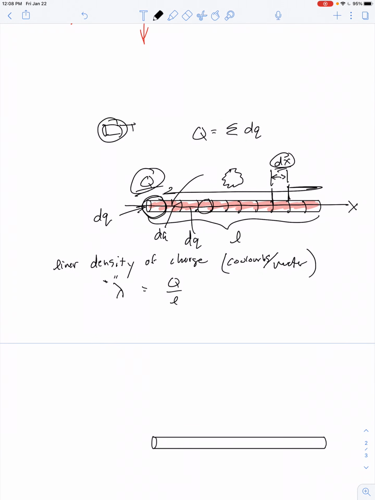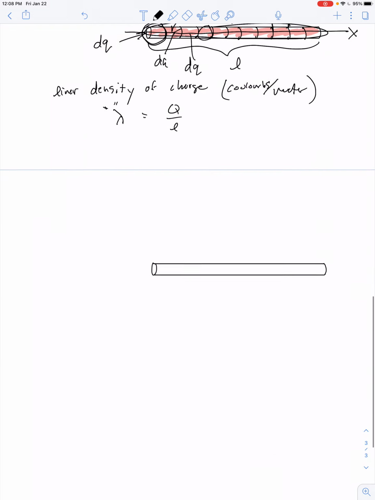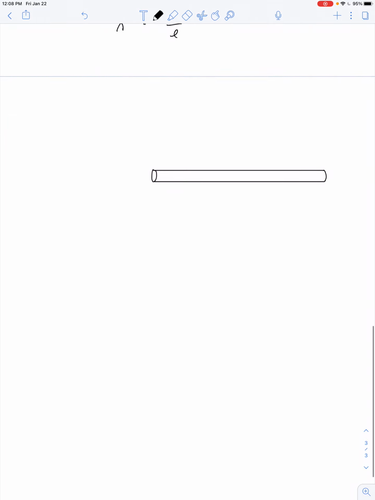And then if I take several of these and link them together, I can build a rod out of it. Or vice versa, we can imagine taking the rod we start with and breaking it into little small bits. The reason we want to do that is because then we can use the superposition principle. The problem might go something like this. Find the electric field at this point P.